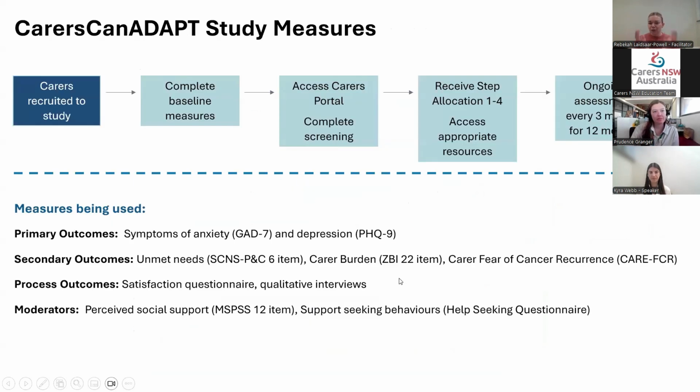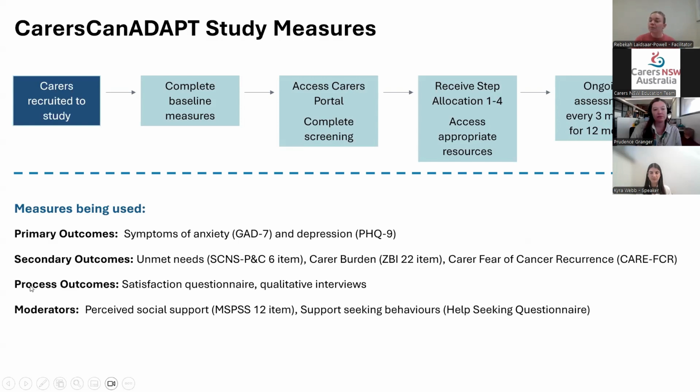So we're situating this screening and stepped care pathway within a larger trial. I just wanted to demonstrate the types of measures that we're using in this study. What I showed you there was in the middle, this screening and step allocation. But we've also got other measures which we're using to assess lots of different elements of this program. The primary outcomes are, does all of this reduce symptoms of anxiety and depression? But we're also interested in seeing does this have an influence on unmet needs, on carer burden, and also carer fear of recurrence? So some of those measures that we've talked about today.